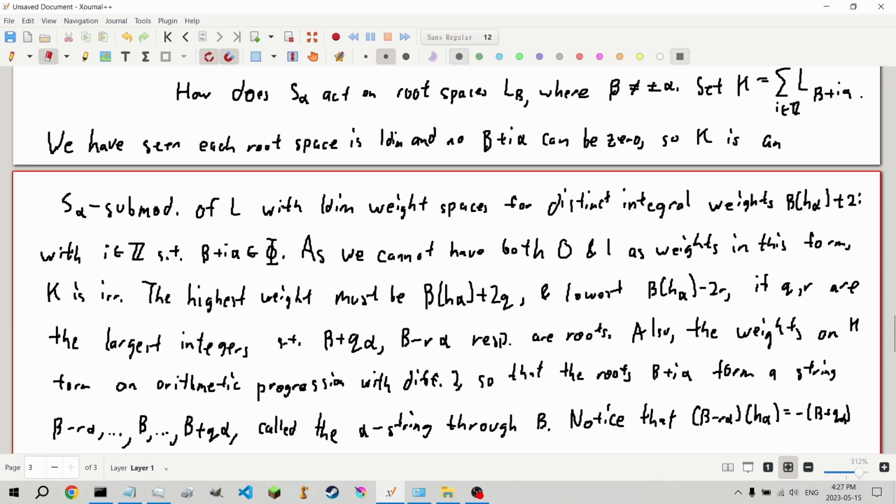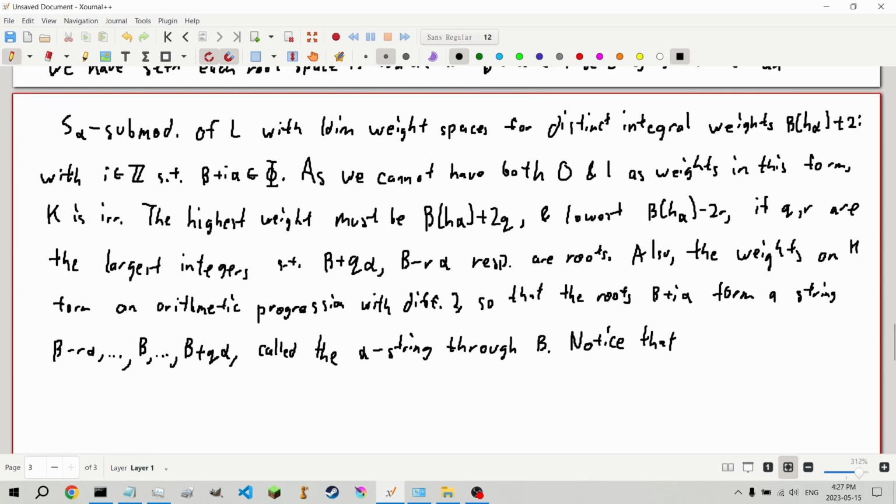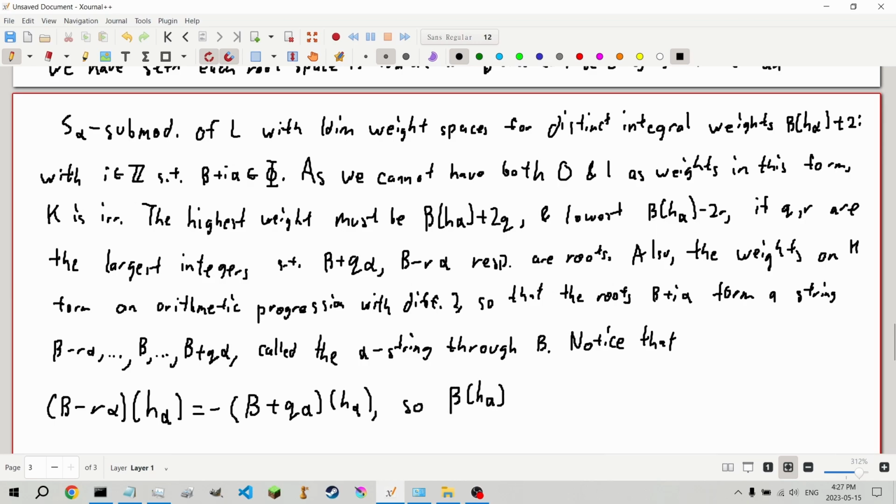One second, I'm going to write this on a new line because this is getting hard to read, even by my standards. So we have that beta minus R alpha of some H alpha is the negative of beta plus Q alpha of H alpha, so that beta of H alpha is just R minus Q.